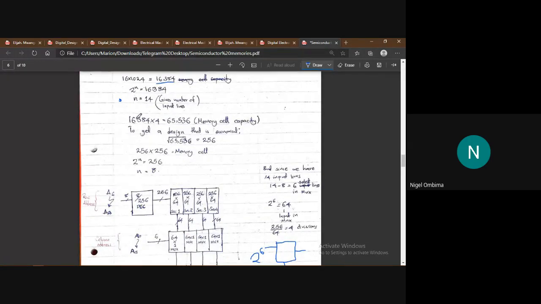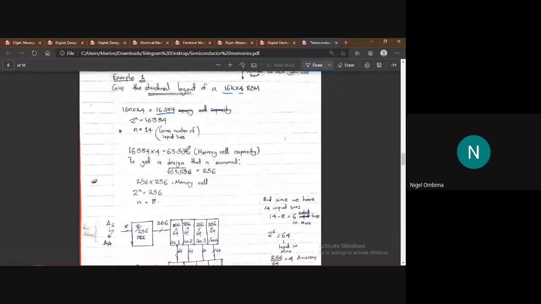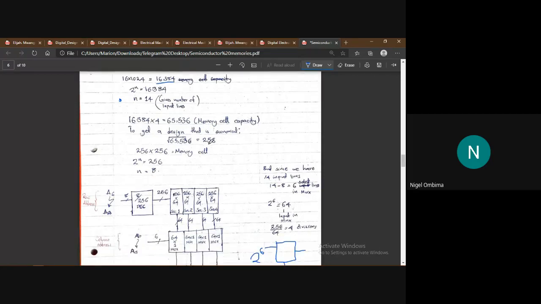We get the memory cell capacity now. It's 16384 by 4, which gives us 65,536. So 65,536 is the memory cell capacity. We find the square root of it and get 256 by 256. So 256 is our memory cell matrix. It needs 256 rows and 256 columns.